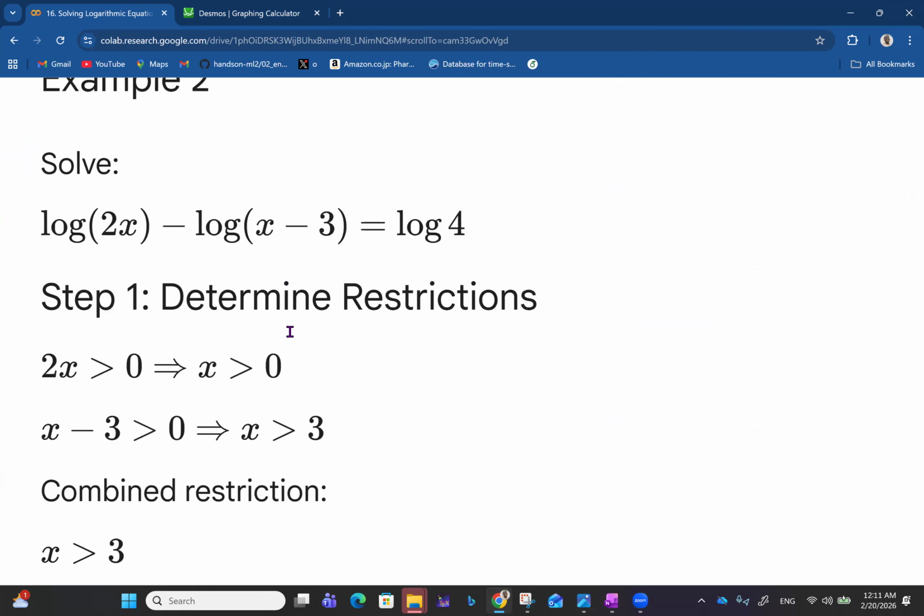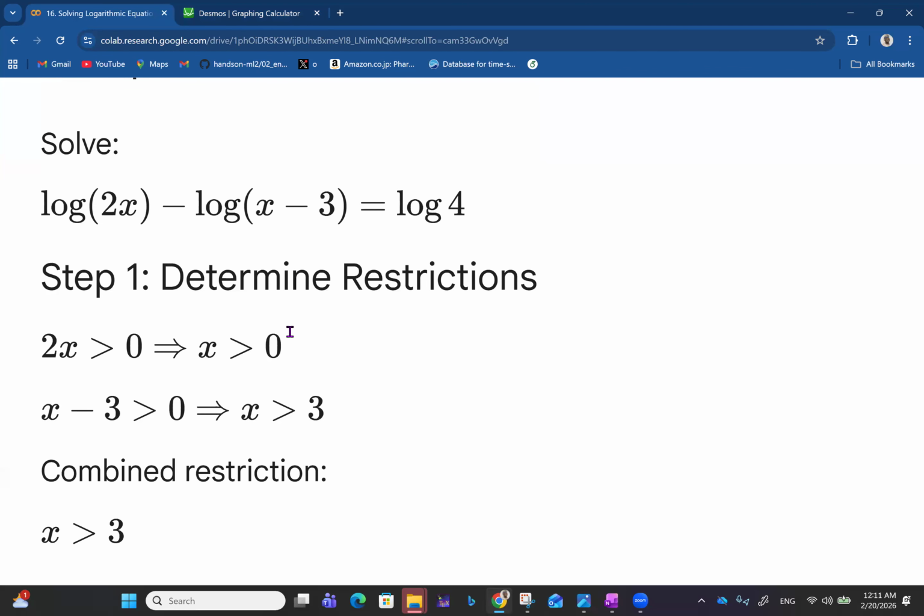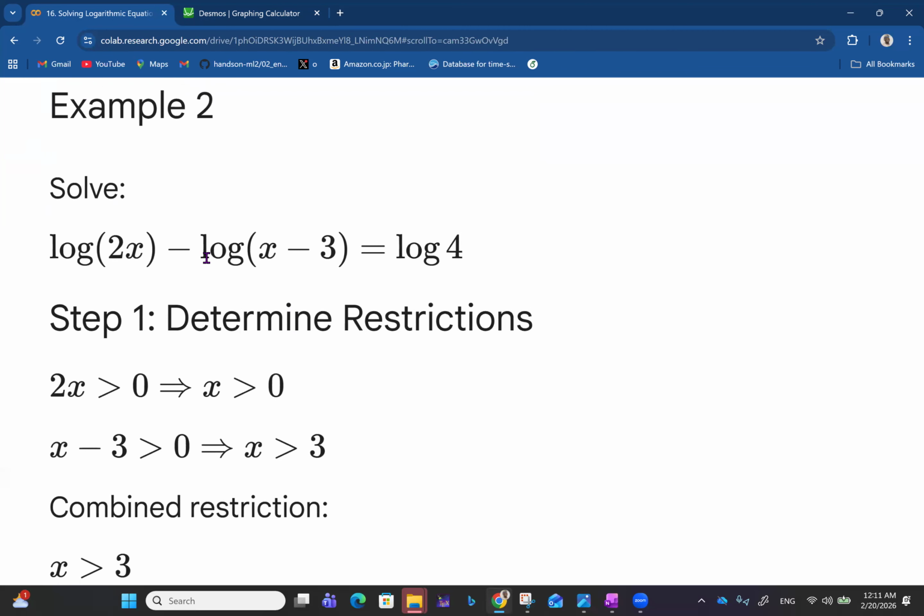Then example 2 now, we have this: log 2x − log(x − 3) = log 4. So here, what do you do? You determine the restrictions. First of all, 2x has got to be greater than 0. That means x must be greater than 0, guaranteed. Then x − 3 must be greater than 0. That implies x is greater than 3. So if x is greater than 3, it's automatically greater than 0. So the combined restriction is that x should be greater than 3.